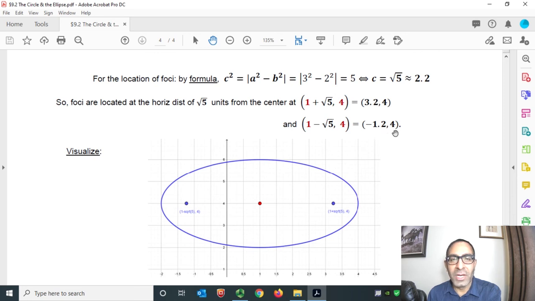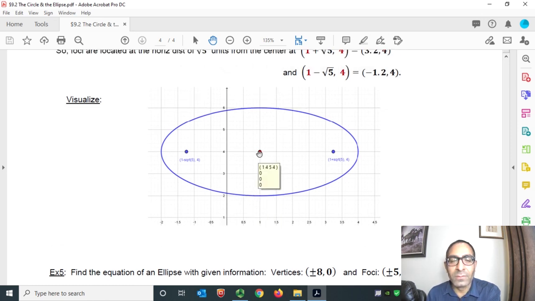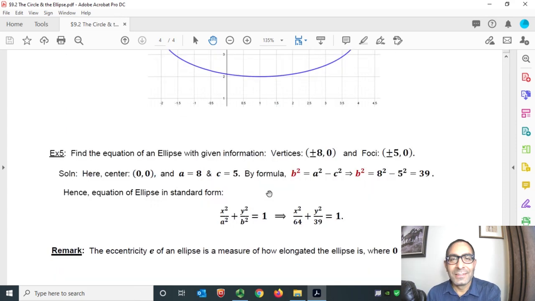So now let me visualize all of this information in the diagram. So here, this is the major axis, this is the minor axis, these are the vertices, and these are the foci, and this is the center. So the center is here, (1, 4). I hope this makes sense to you all. Great.